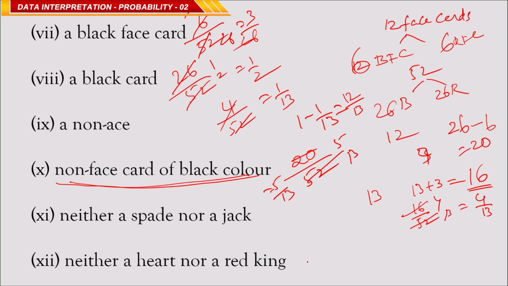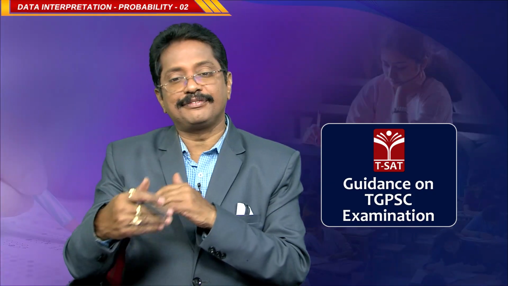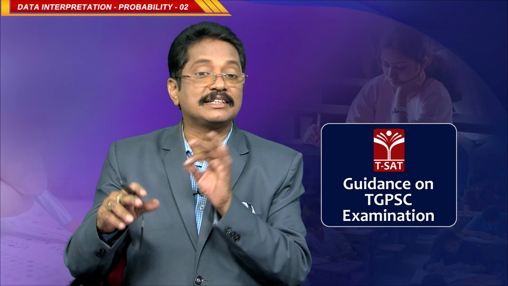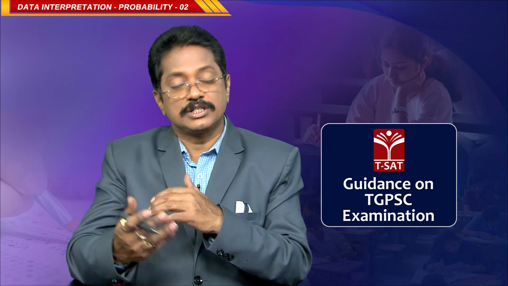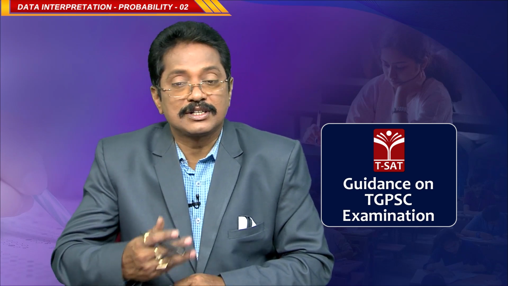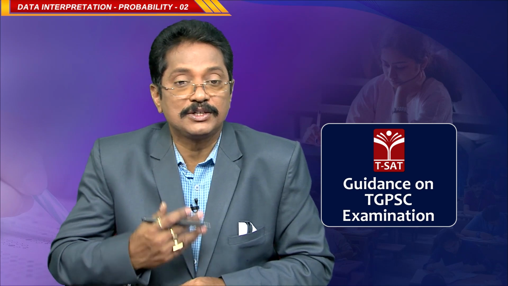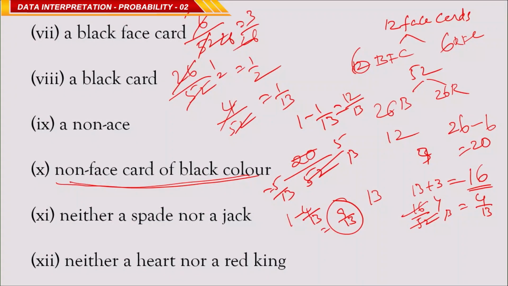But here neither spade nor a jack means these two events are complementary to each other. So, we can say 1 minus 4 by 13, which is 13 minus 4 over 13, 9 by 13. Sometimes, instead of calculating directly, you have to calculate by using a complementary event, that is more simple. So, use that way, it saves your time and gives a simple way to get the answer.